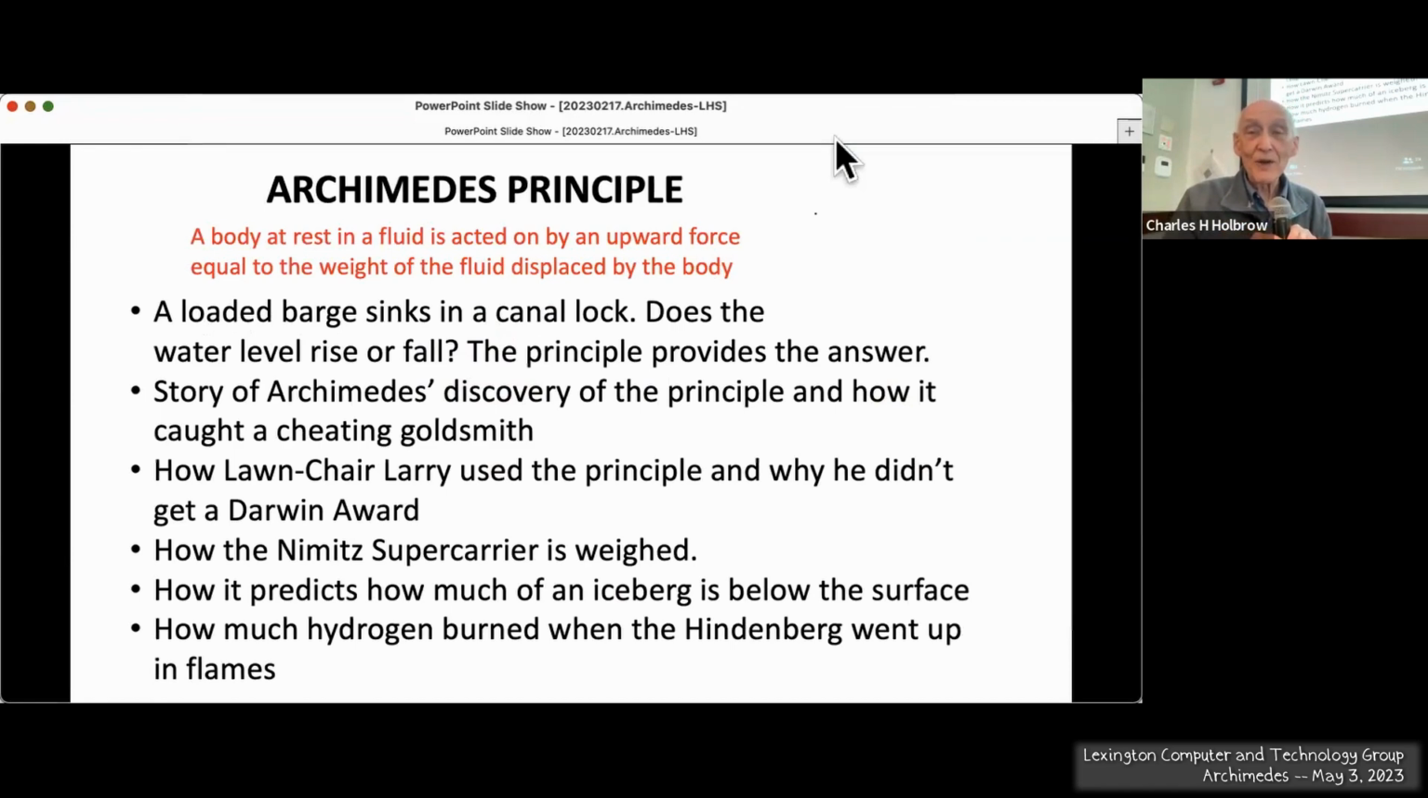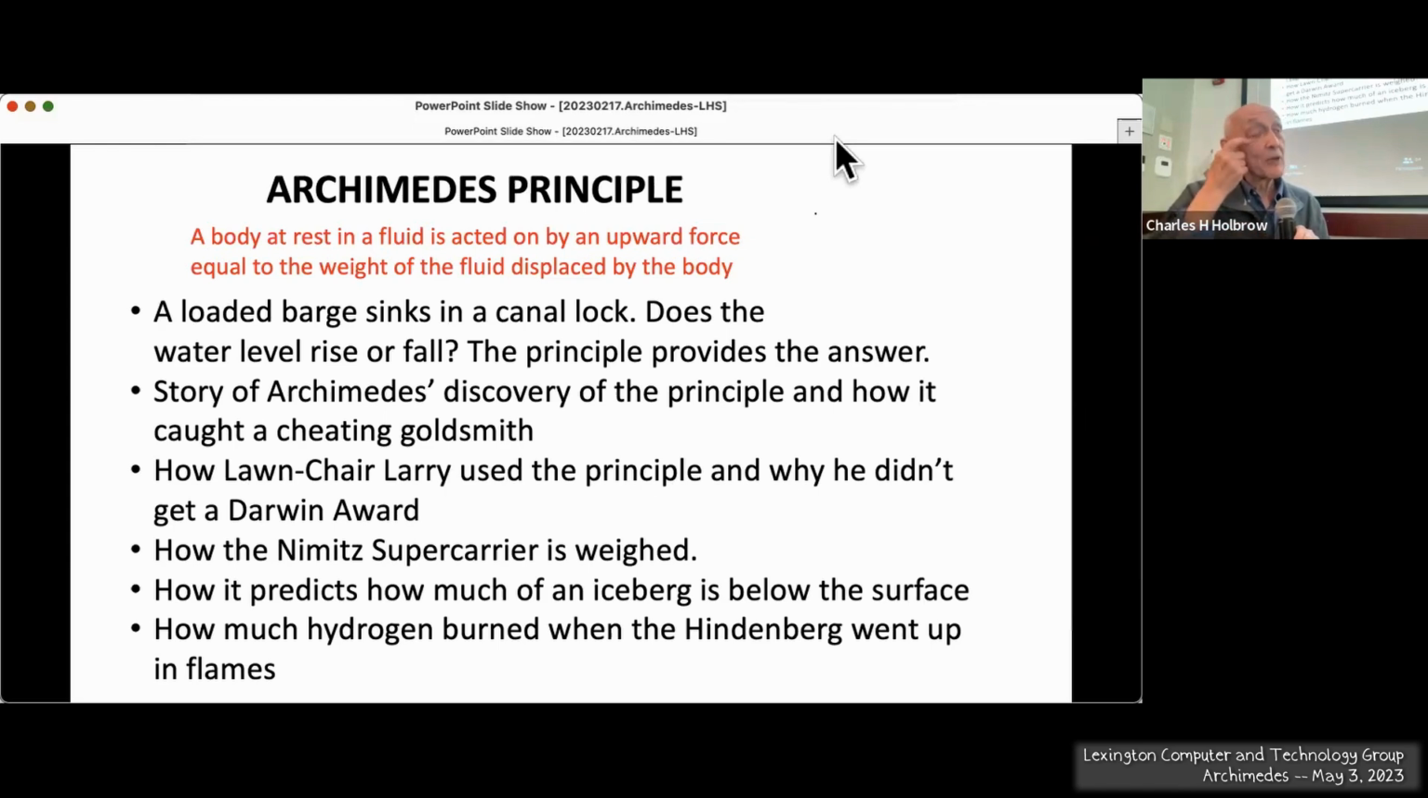And I'm going to start with a chestnut, a classic in the field. It's this business of a loaded barge in a canal lock, full of scrap iron. So it's floating low in the water, and then it sinks. And the question is, does the water level in the canal change? Does it go up or does it go down? Does it rise or fall? And the principle, Archimedes' principle, we'll see, provides the answer.